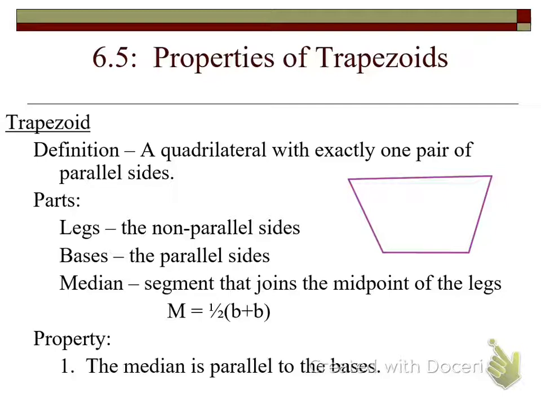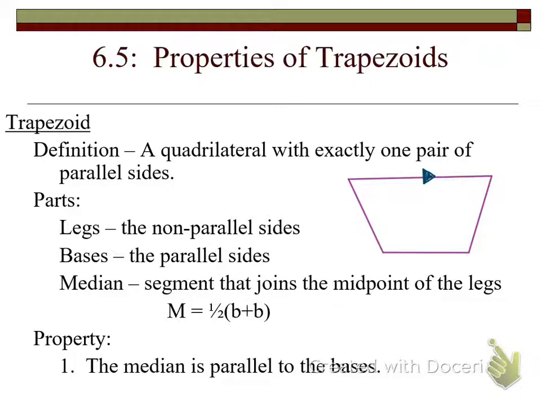So we have a quadrilateral, which means it has how many sides? 4 of them, 4 sides. One pair of parallel sides. Now, from the way that this is drawn, which pair looks like they are the parallel ones? Top and bottom, so I'll go ahead and mark that.